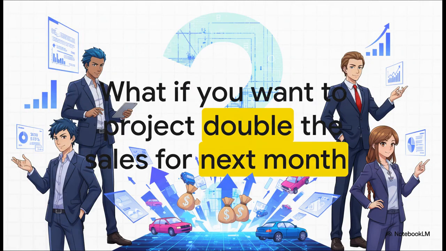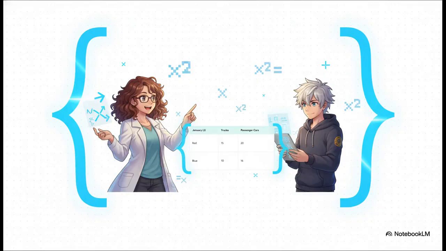Okay, let's try another super common scenario. The dealership had a fantastic January, and now management wants to set a really ambitious goal for next month. Double the sales of everything across the board. So, we start again with our January matrix. How can we possibly double every single one of these numbers, all at once, without a bunch of tedious work?